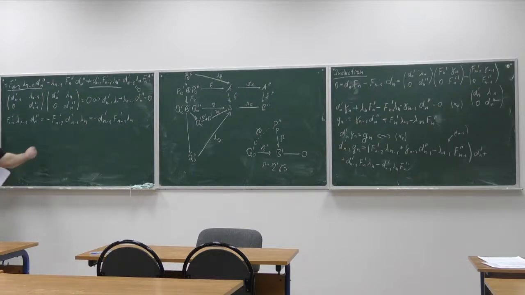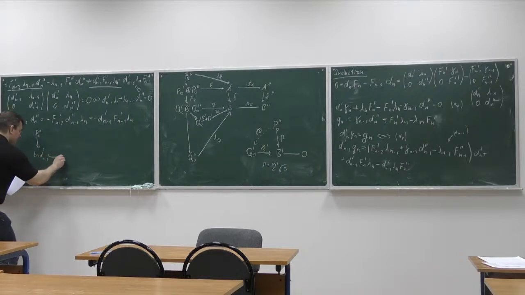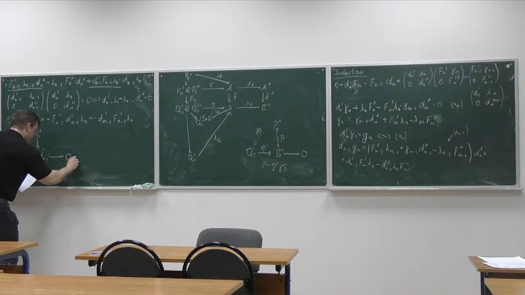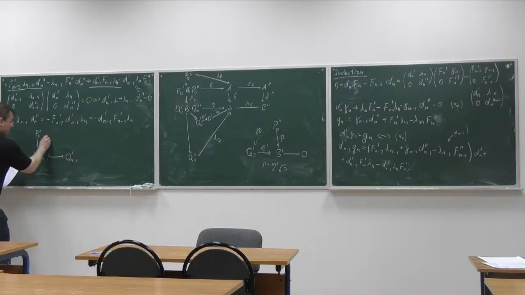Now let's draw a diagram. I have P_n double prime. This is mapped to the kernel of the D_{n-1} prime. This is embedded into the Q_{n-1}. So this is the map G_n. This is Q_n prime. Okay, so let's look at this diagram.